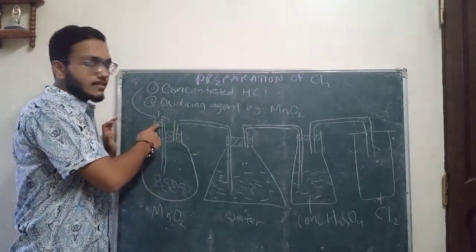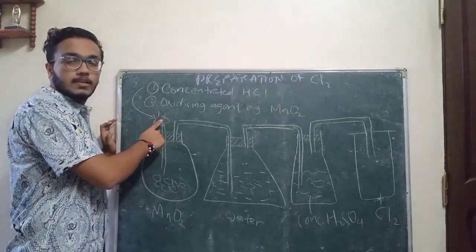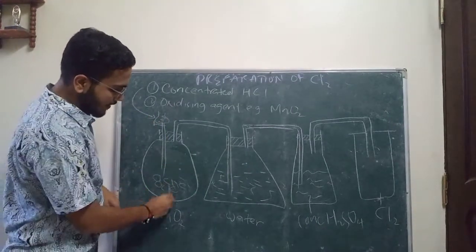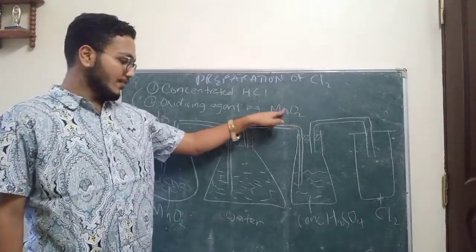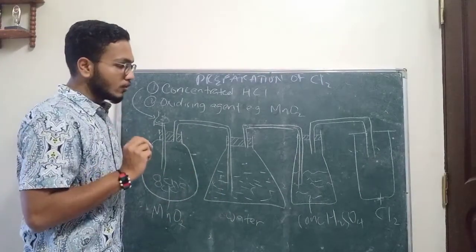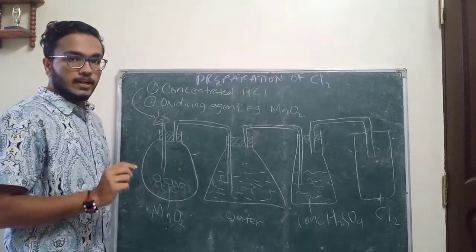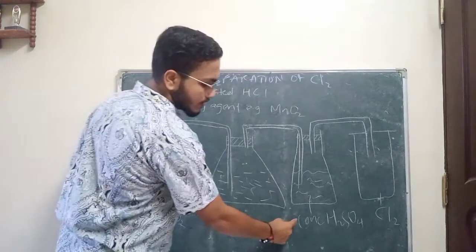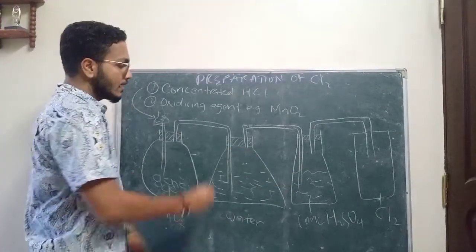In this funnel there is hydrochloric acid placed, concentrated hydrochloric acid, and down there is manganese(IV) oxide, written as MnO2. There is water here which absorbs traces of hydrogen chloride gas. Now this all will be stressed in chlorine and its compounds. Concentrated sulfuric acid dries the chlorine gas.